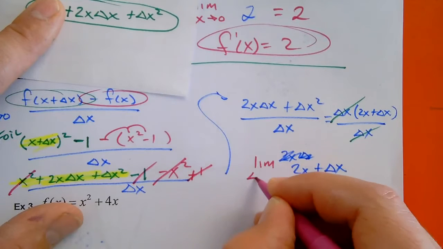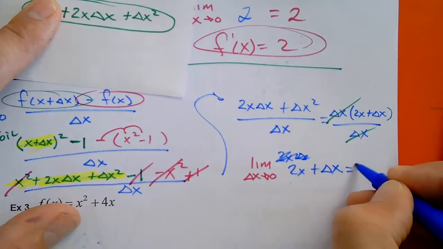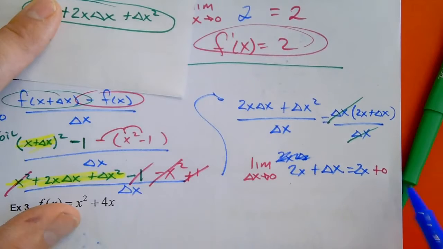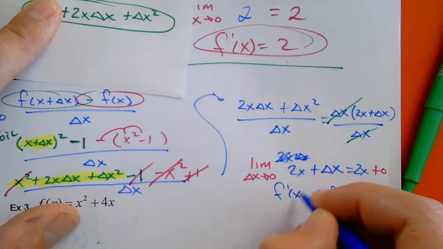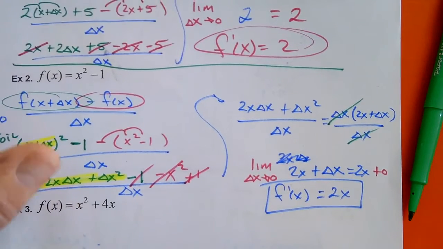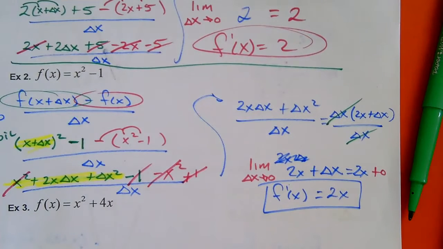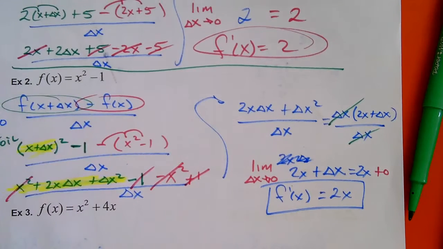Now I can find the limit as delta x approaches 0. All I do is plug in 0 for delta x. 2x plus 0 is 2x. And guys, that is my derivative using the definition of the derivative. And then you go, what? That's not slope. I just get a number for slope. Well, this is the function that allows me to find the slope of this function. And you're like, what? Let's take a look.